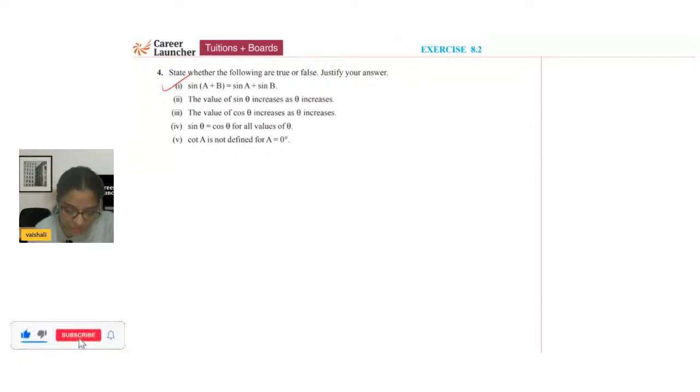Now looking at the first part, it says, is sin(A plus B) equal to sin A plus sin B? True or false? So if you are saying it's false, you will also have to give an example. So if by chance in part 1, let us take an example that A is 30 degrees, B is 60 degrees.